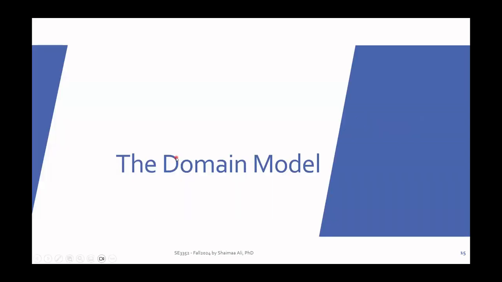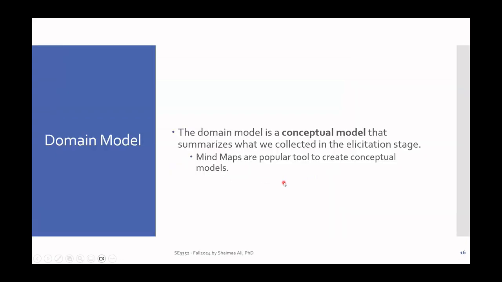The first one is called the domain model. In the domain model, you just summarize what you learned in the elicitation stage in a conceptual model. A very popular tool to create conceptual models is the mind map. In the previous lecture, we created mind maps to summarize the content of the week. It's a very popular tool to create conceptual models. All right, so we can use it to create the domain model that summarizes what we learned in the elicitation stage.